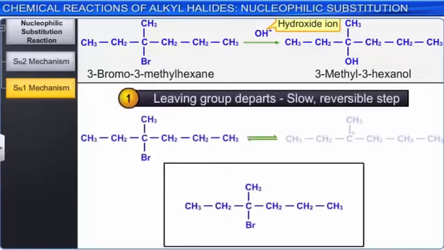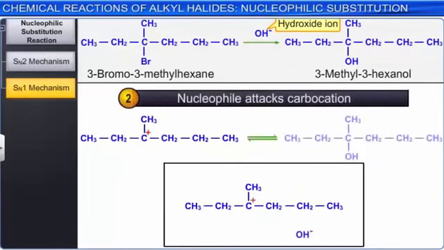In step 1, the leaving group departs, resulting in the formation of a carbocation. This step is slow and reversible. In step 2, the nucleophile attacks the carbocation, forming a covalent bond.